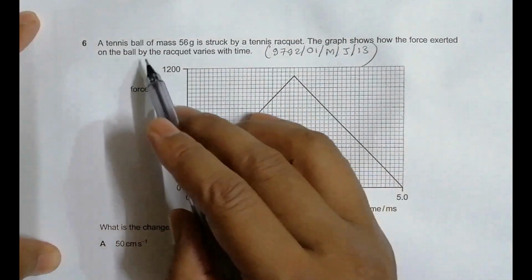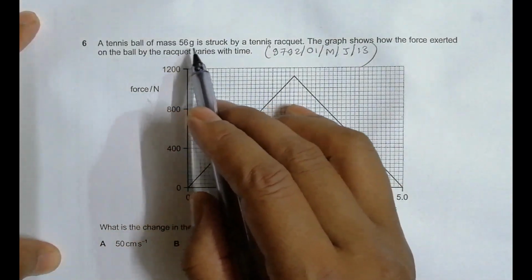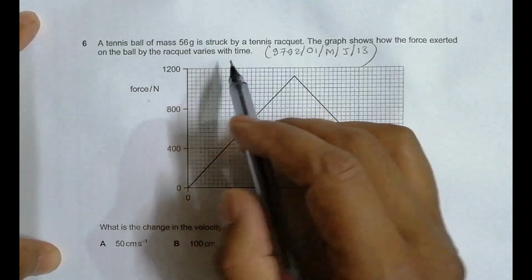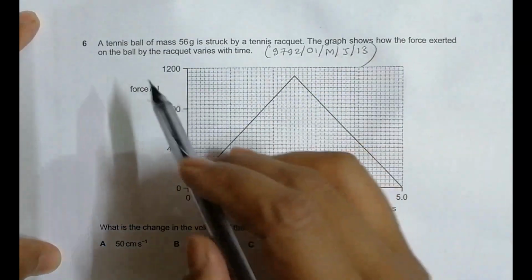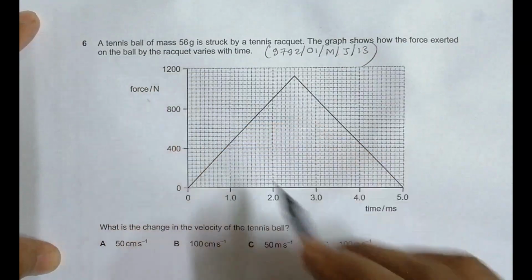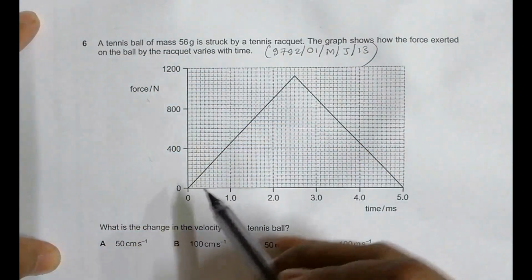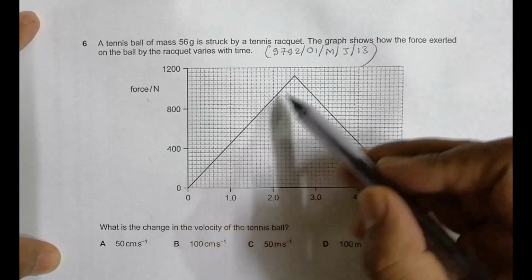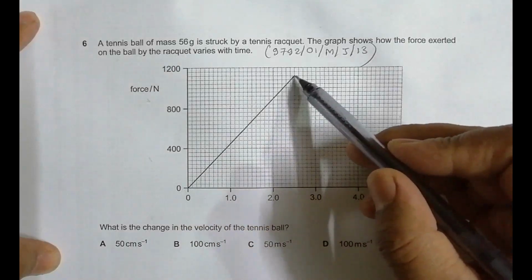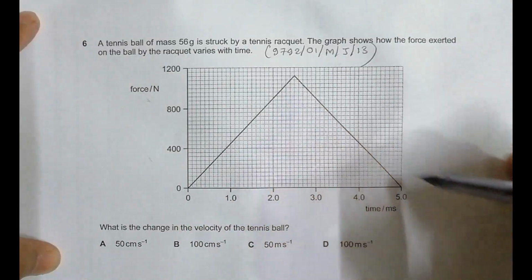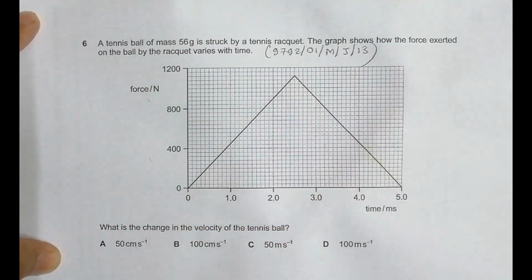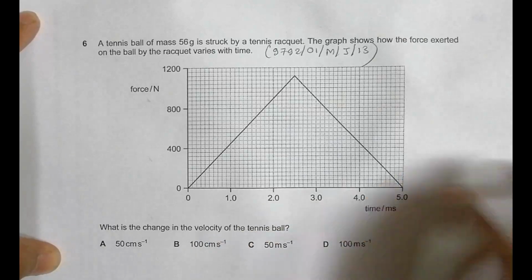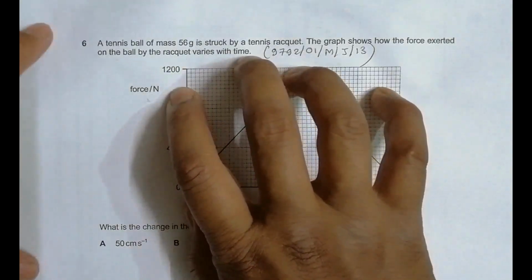So it says that a tennis ball of mass 56 gram is struck by a tennis racket. The graph shows how the force exerted on the ball by the racket varies over time. As you can see, the force increases from 0 till a certain high value, and then decreases in the same manner. The rate of increase is equal to the rate of decrease. So what's the change in velocity of the tennis ball because of this type of striking by the racket?